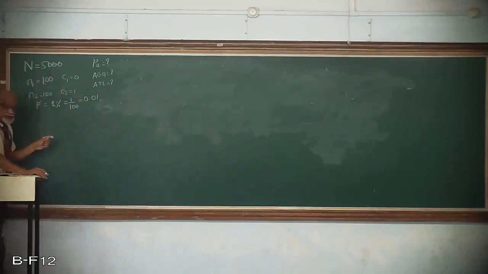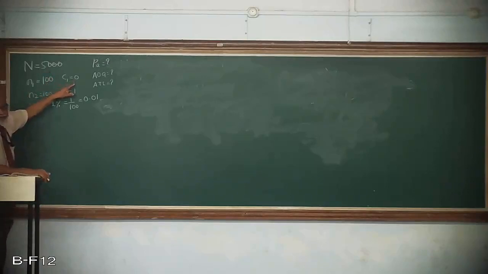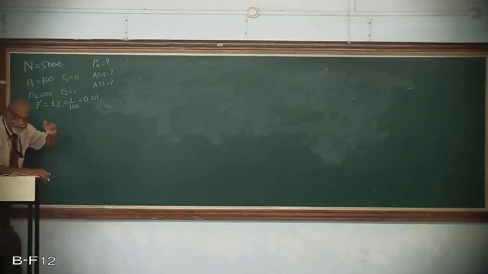5,000 items which contain 1% defective items. First, a sample of 100 is taken. If it contains C1, that is 0 defective, then the lot will be accepted, and we will not go for the second sample at all. If it contains more than 1 defective, because the C2 value is 1, then the lot will be rejected. We need not go for the second sample itself.